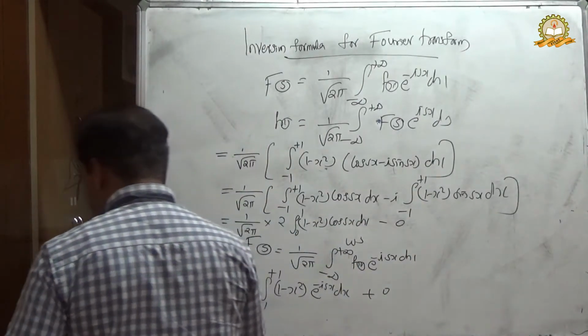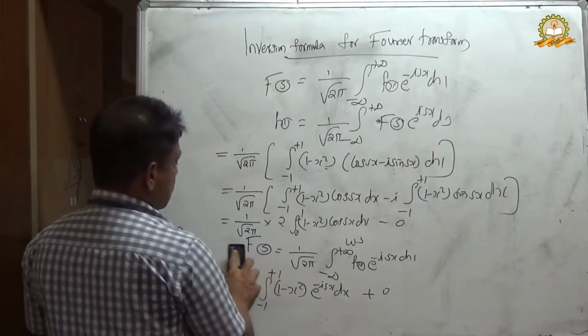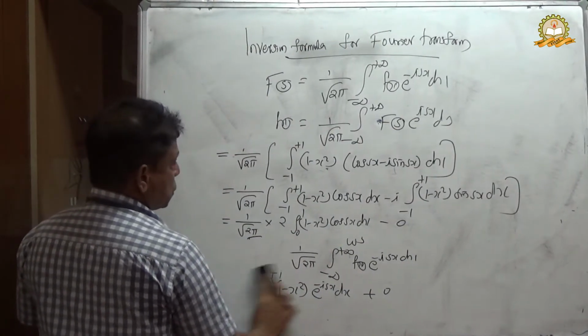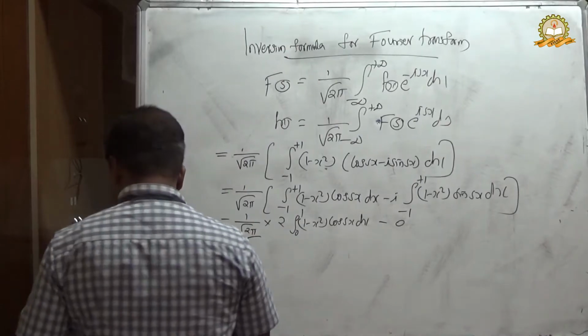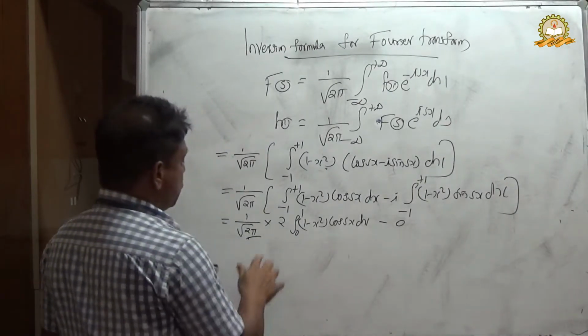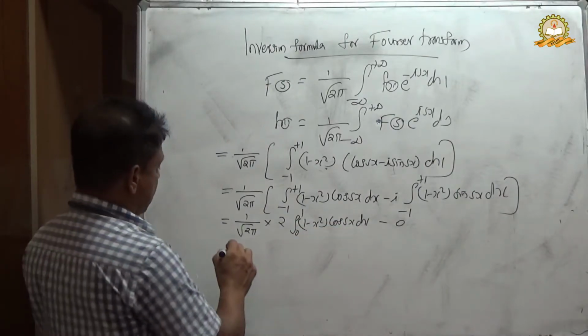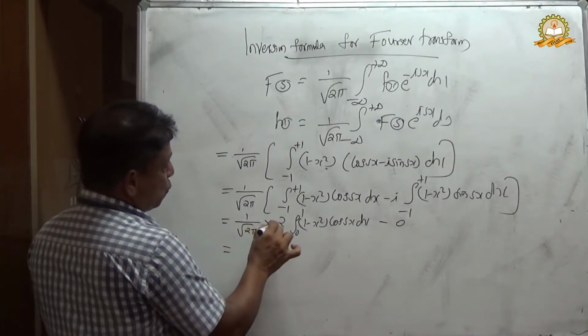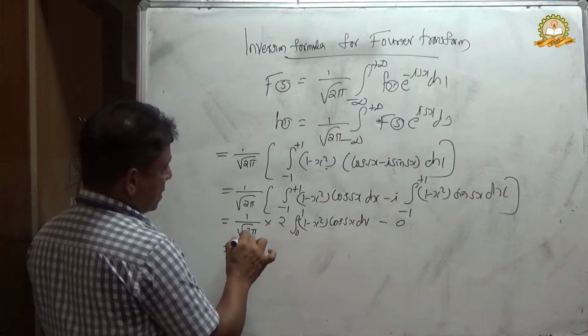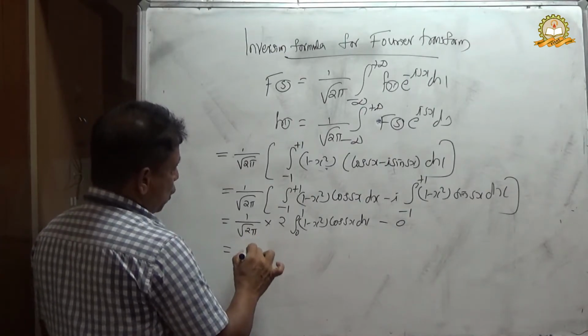Therefore, our problem reduces to 1 by root of 2 pi into 2 times integral from 0 to 1 of (1 minus x square) cos sx dx. Then 1 by root of 2 pi into 2 can be written as root of 2 by pi.